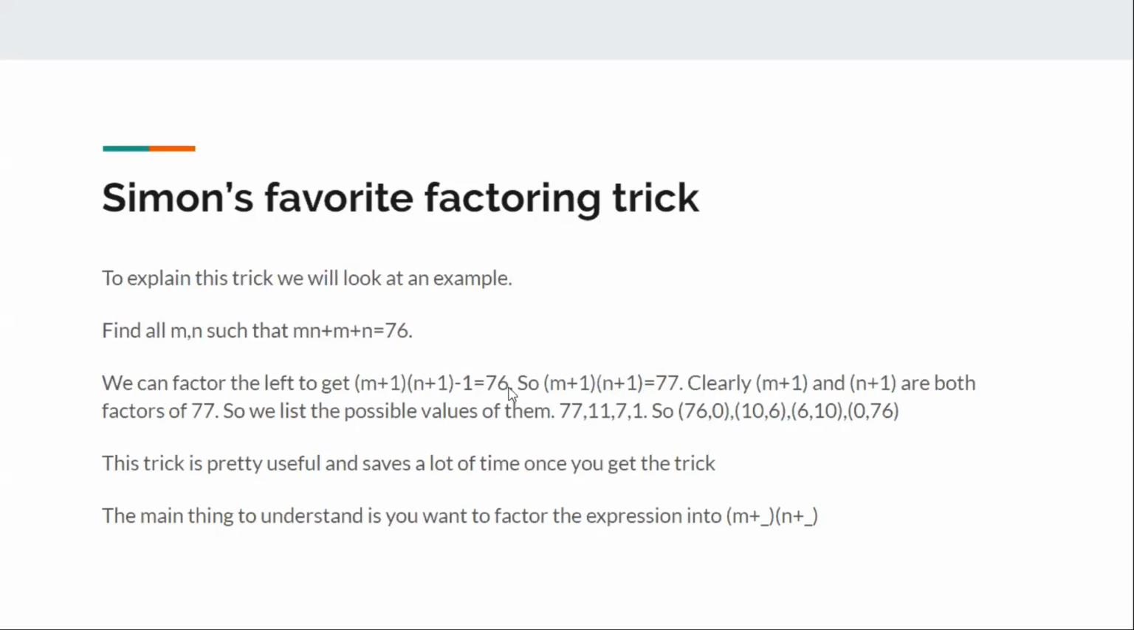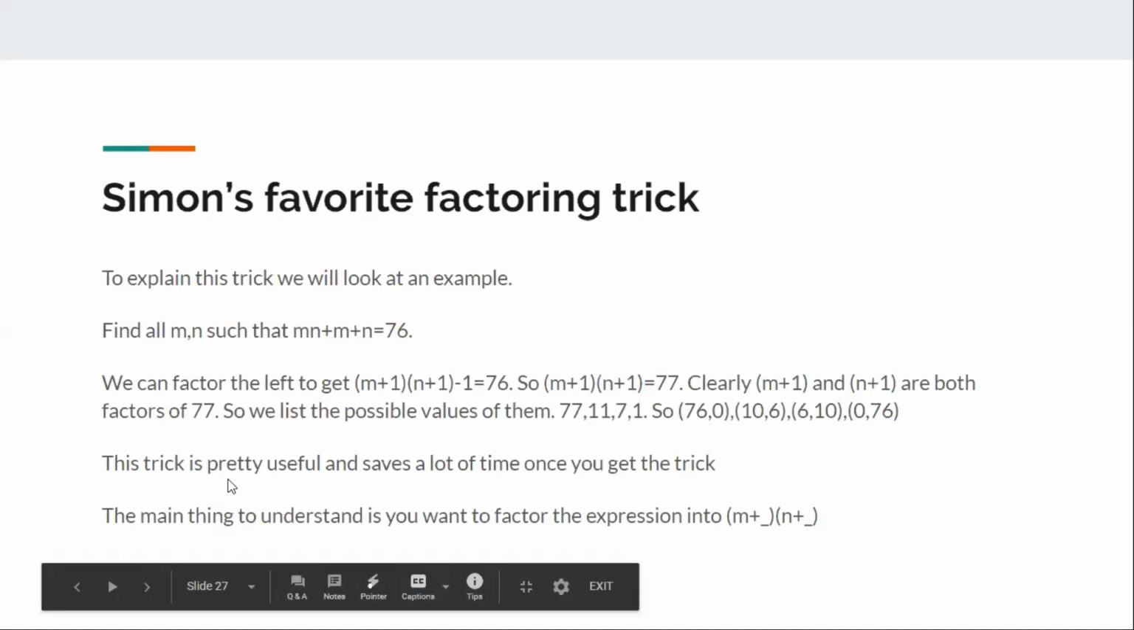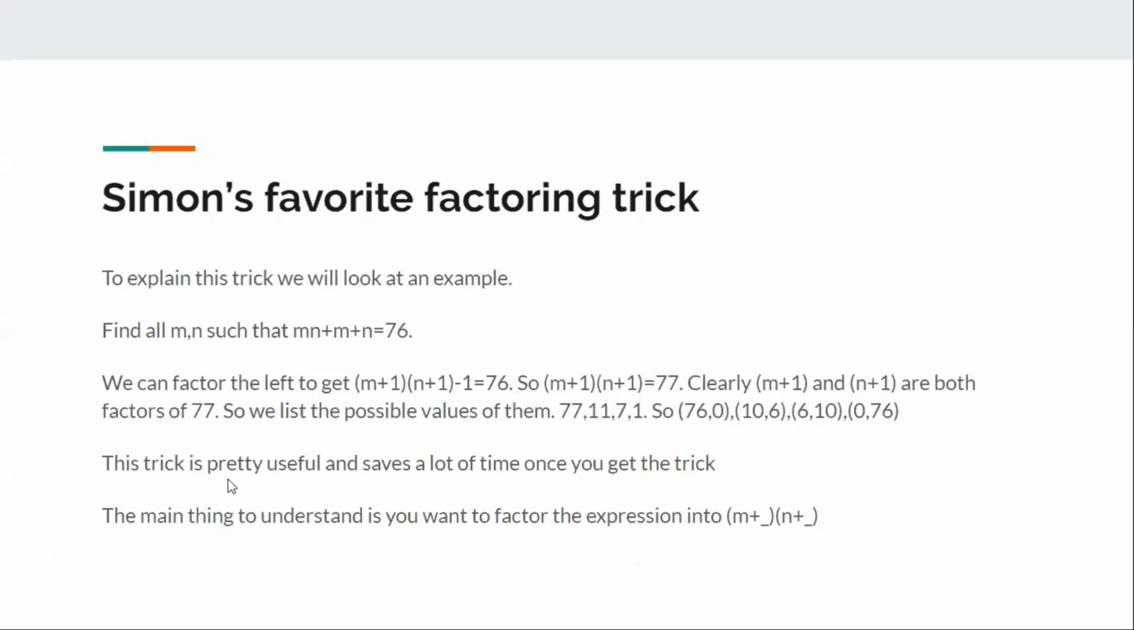And clearly m plus 1 and n plus 1 are both factors of 77. So you list out all the possibilities for each of them, and they are 77, 11, 7, and 1. And now you can just find m and n that satisfy this. So it's going to be 76, 0; 10, 6; 6, 10; and 0, 76. This trick is pretty useful and saves a lot of time once you understand properly when to apply it.